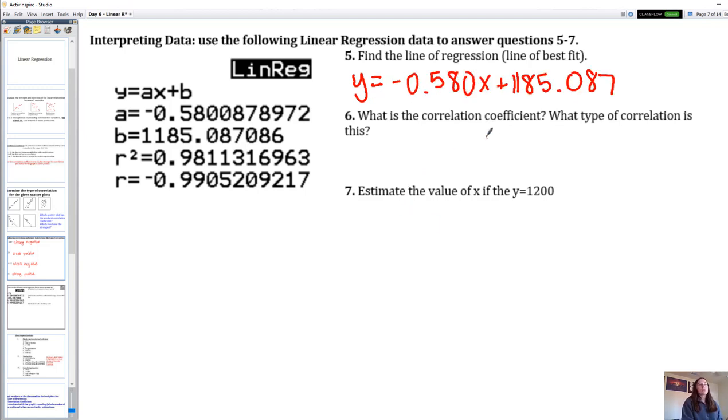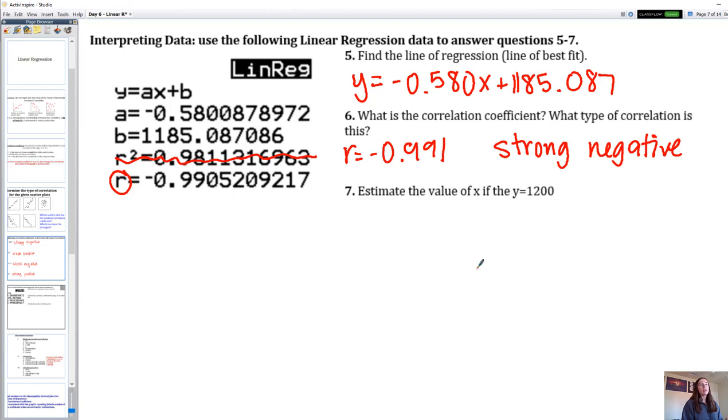Then it says, what is the correlation coefficient? To figure out the correlation coefficient, we're going to look at R. We're going to ignore R squared. We're just going to look at R. So our correlation coefficient here is -0.991, again rounding to the 1000th. And the type of correlation, it's negative. It's very, very close to -1, so it's a strong negative correlation.